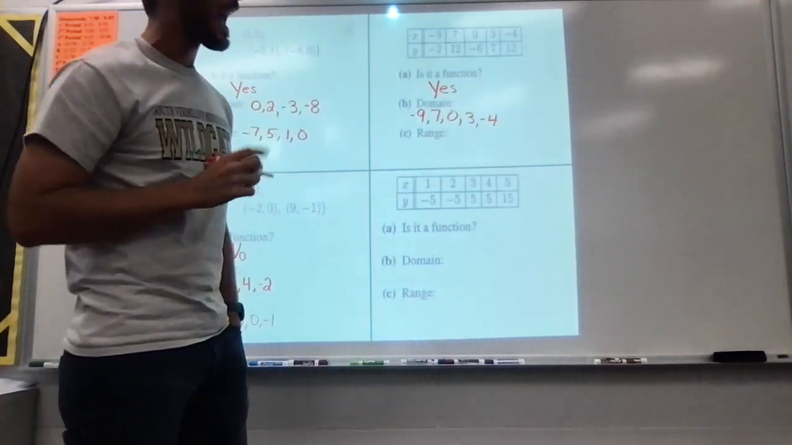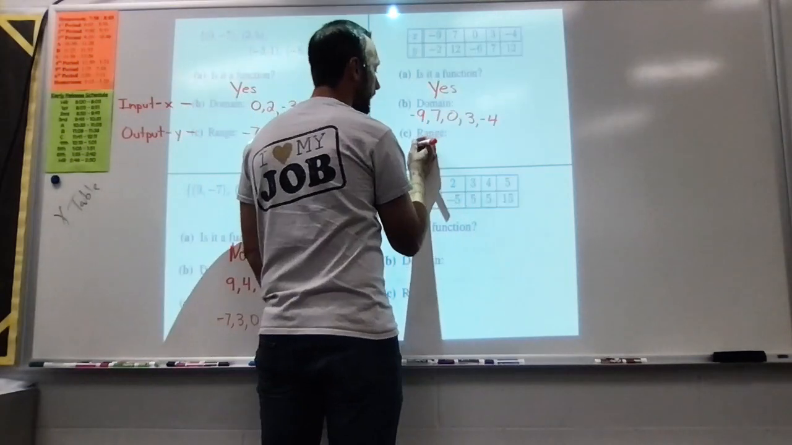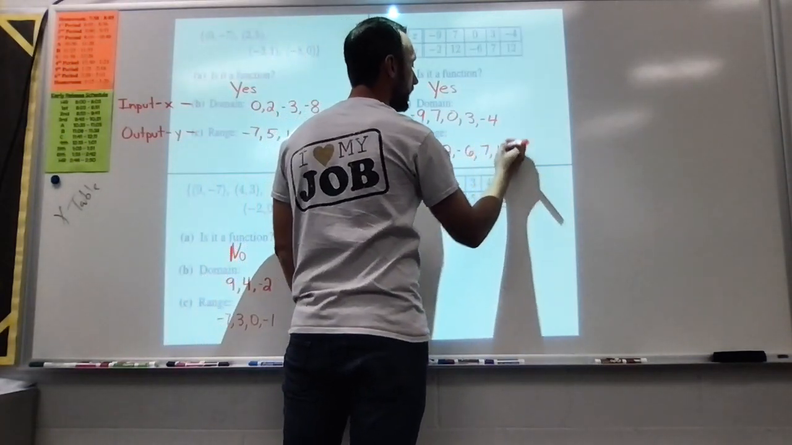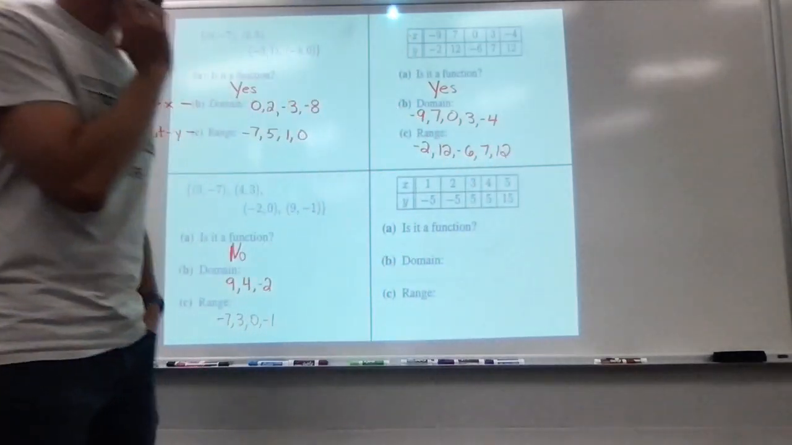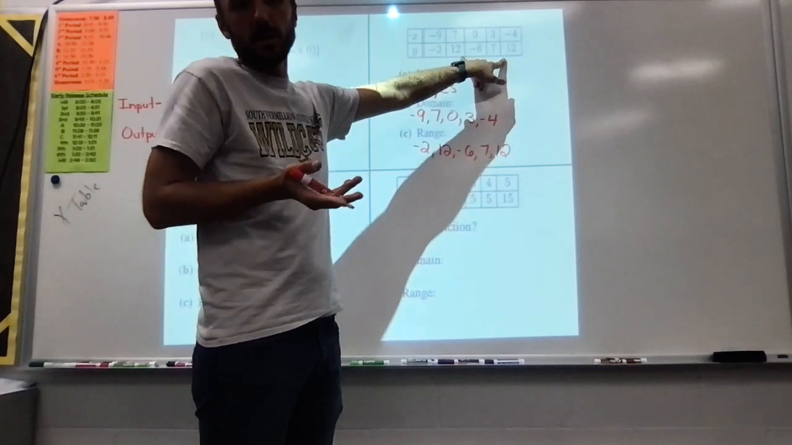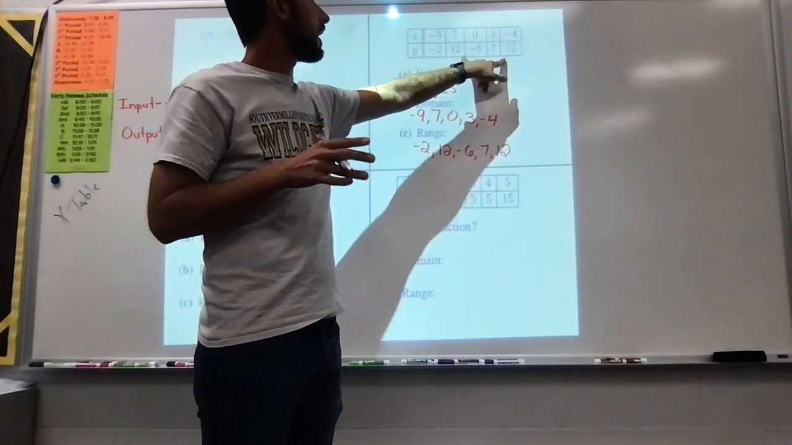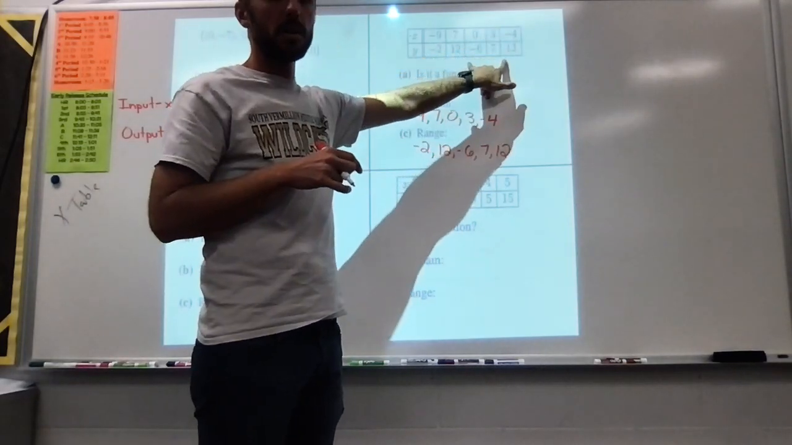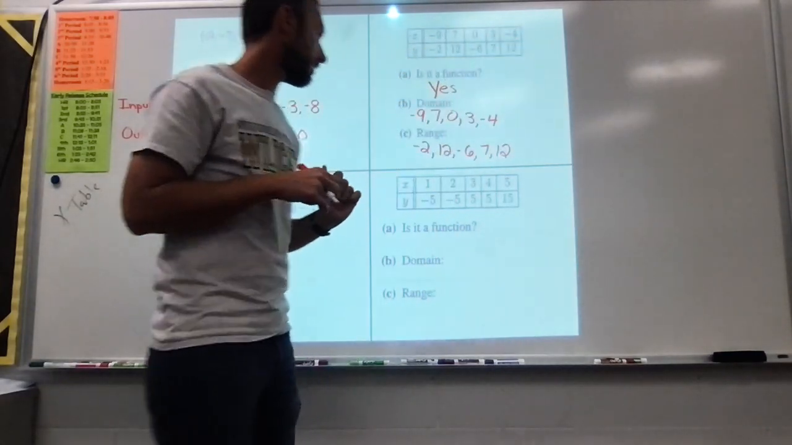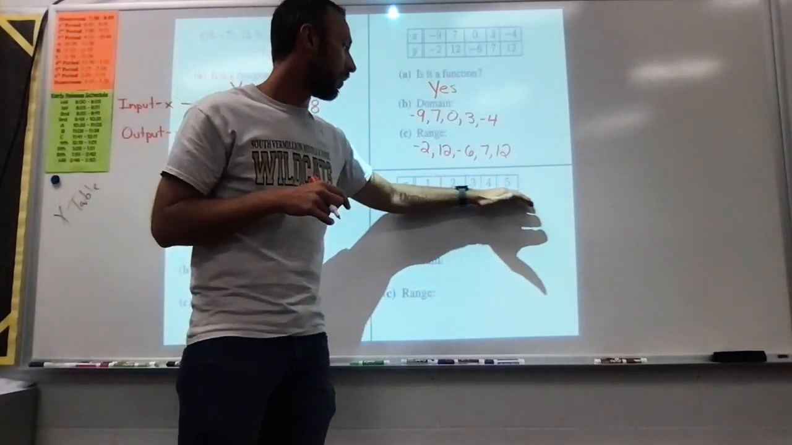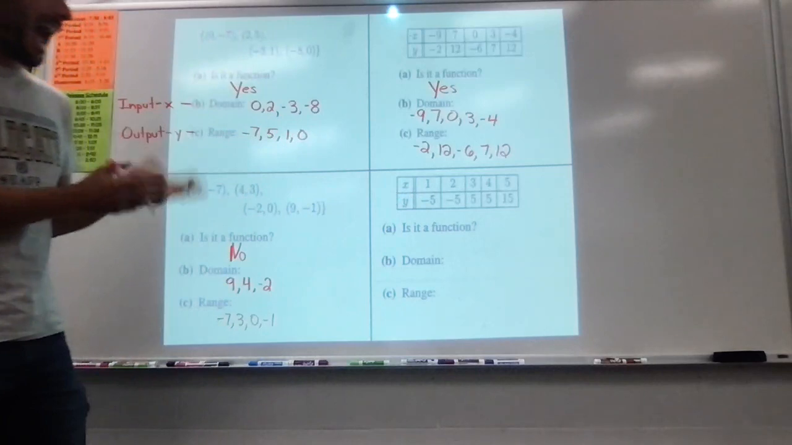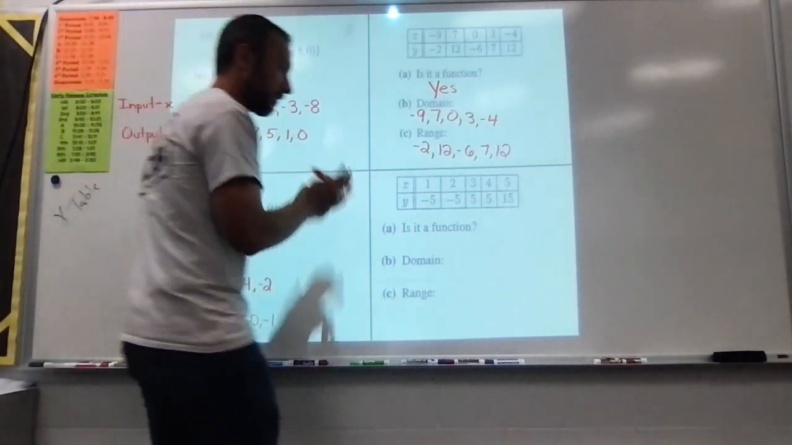My range are my outputs. So that's my y's: -2, 12, -6, 7, and 12. If you notice here, there are 2 outputs that are the same. That's okay. It doesn't matter if 2 inputs share an output as long as each input only has one output. If I look down here, I have 1, 2, 3, 4, 5. Nothing repeats there, so from the information I'm given, I can't tell that it's not a function, so this is a function.